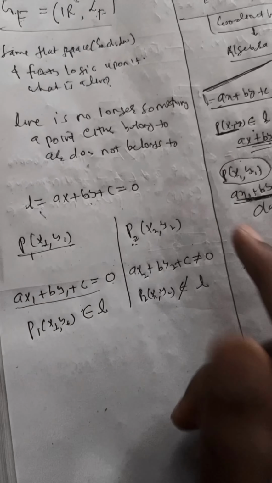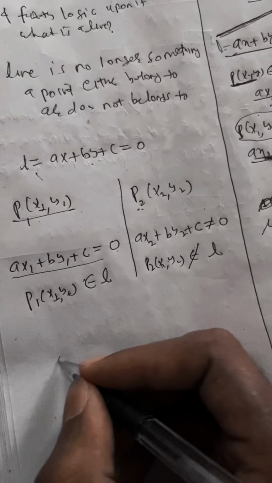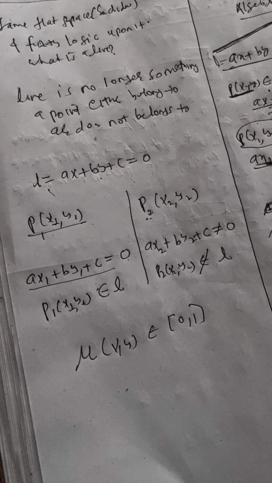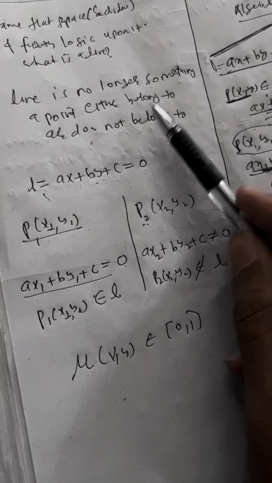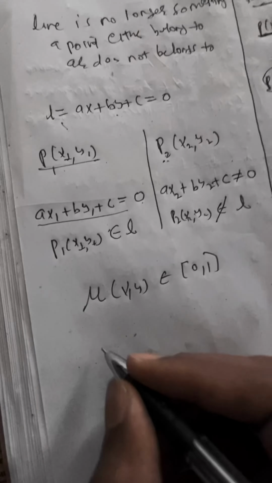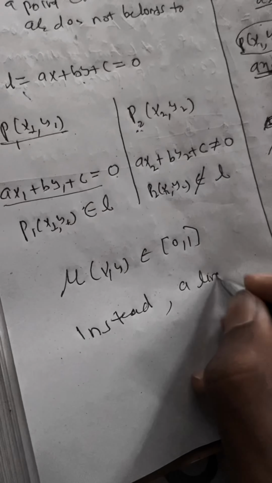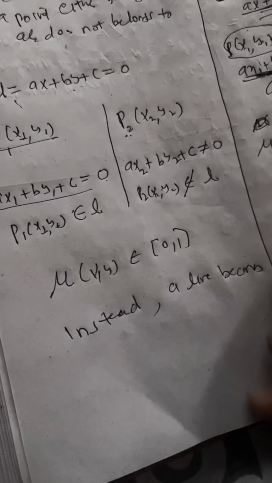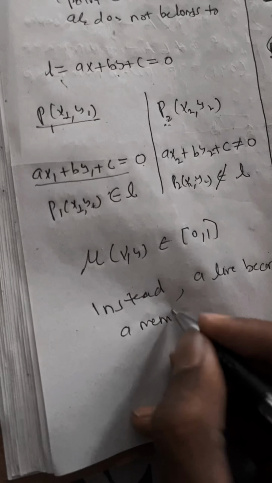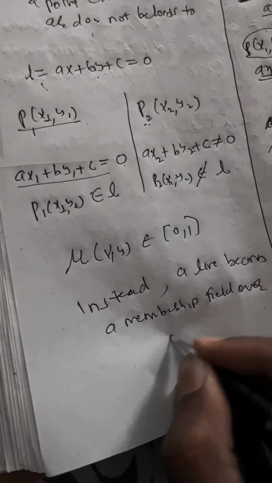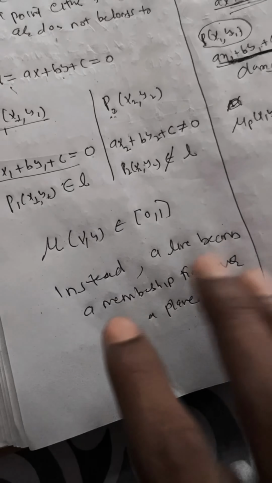But here we know that this fuzzy set says x, y can take all the values between 0 and 1. So now a line is no longer something a point either belongs to or does not belong to. Instead, we can say a line becomes, and this is very important, a membership field over a plane. Now this is very important. We are going to dissect what it means.